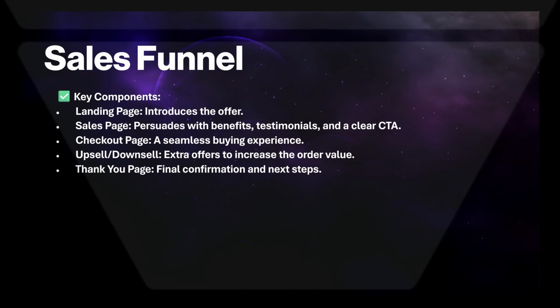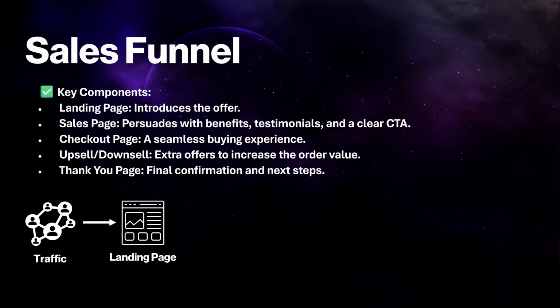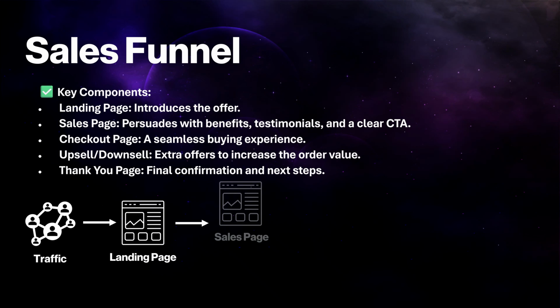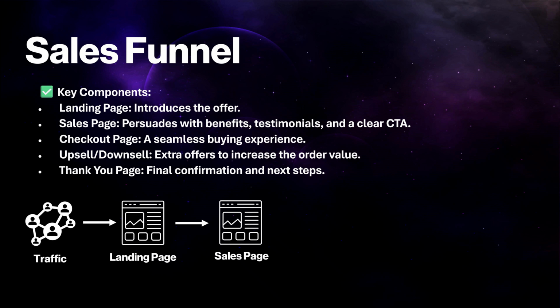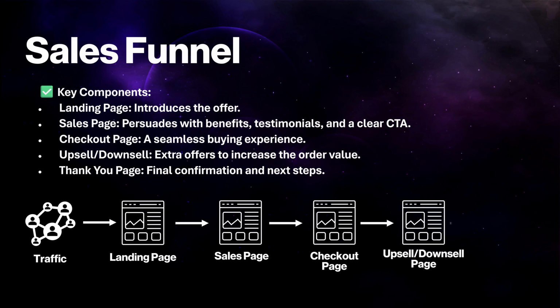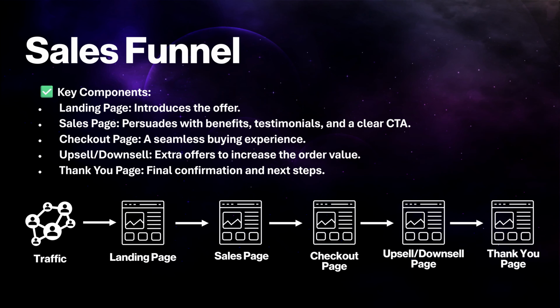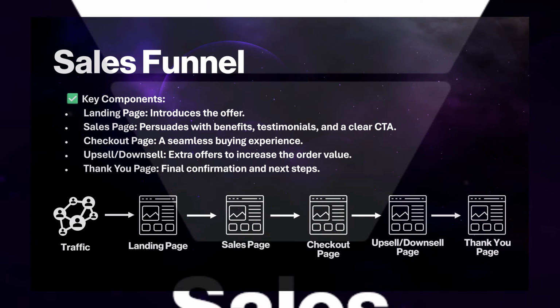In a sales funnel, the traffic is sent to a landing page in which we introduce the offer, which leads to a sales page where we persuade them with benefits, testimonials, and a clear call to action. After which, we go to a checkout page where there is a seamless buying experience. You can add an extra step of an upsell or downsell to give them an extra offer to increase the order value, or to give them a low ticket offer if they do not intend to buy your first offer. And finally comes the thank you page, where there is the final confirmation and the upcoming steps.